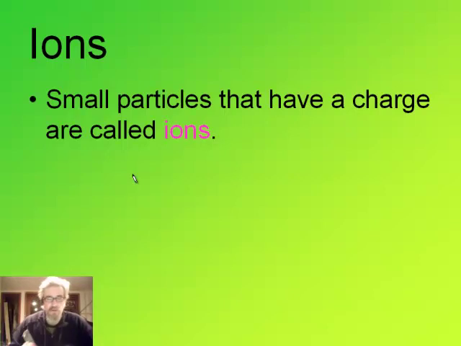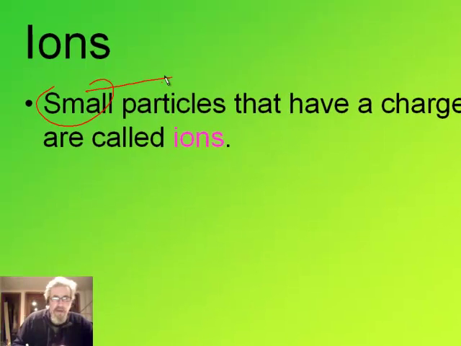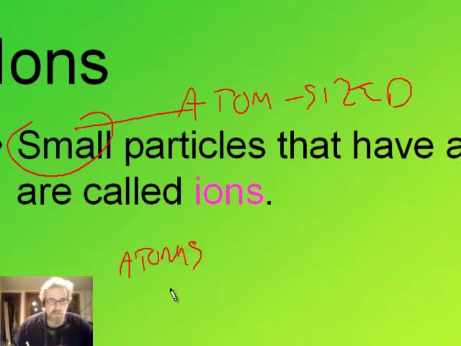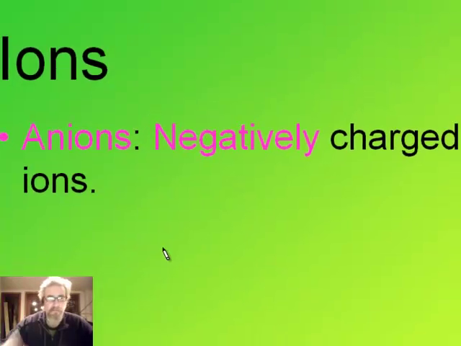Ions are small particles that have a charge. By small, here's what we mean. They're atom-sized. They might be just atoms, or they might be small clusters of atoms. We've looked at the small clusters of atoms called polyatomic ions as we drew Lewis structures in the last unit. We're going to spend a little more time looking at monatomic, or one-atomed, ions for a little bit here.